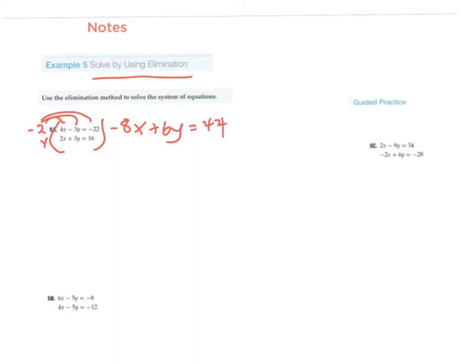Then I'm going to multiply the bottom one by 4. So I'm going to get 8x. And I'm going to multiply this by 12. 4 times 3 is 12. And then 4 times 66 is 264. After you multiply, you're always going to then add.